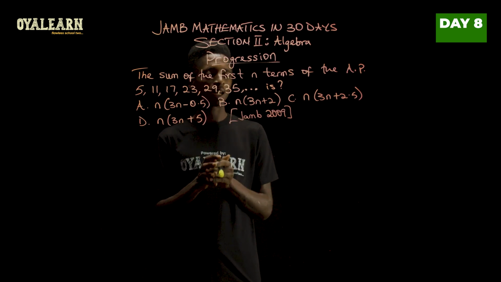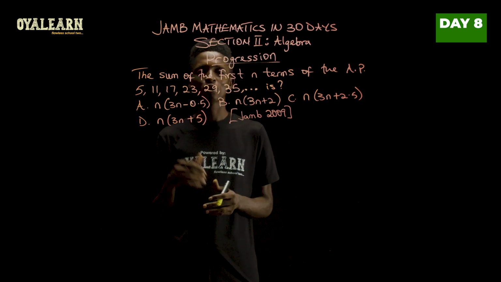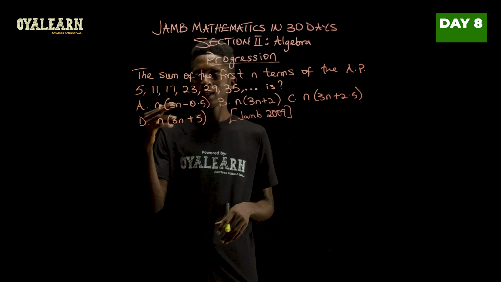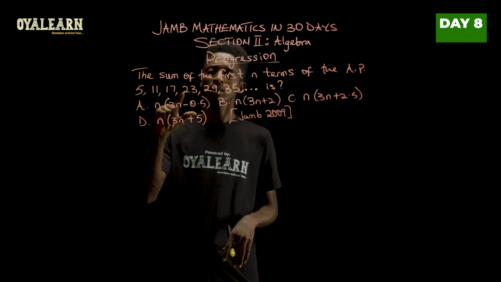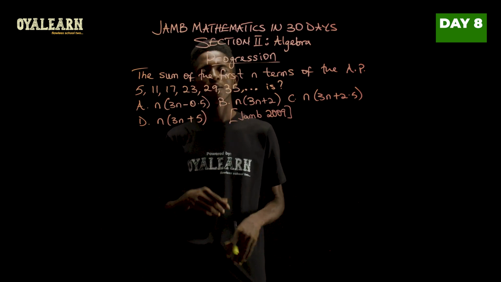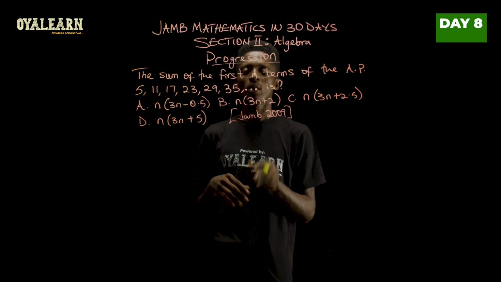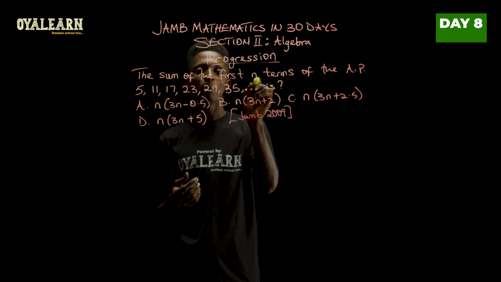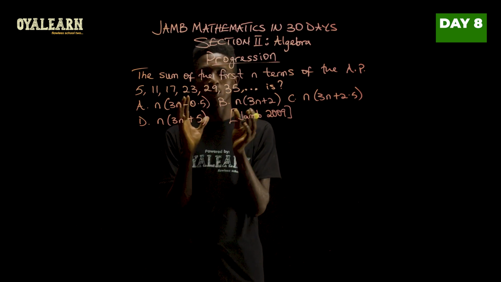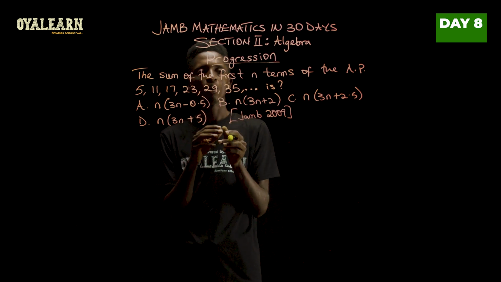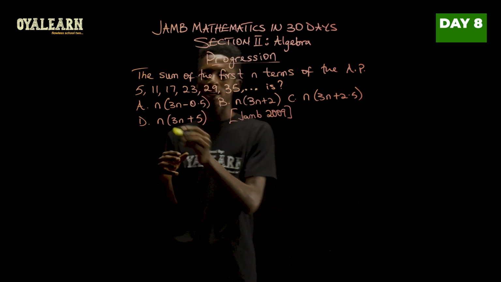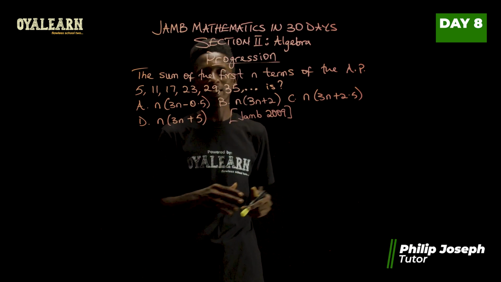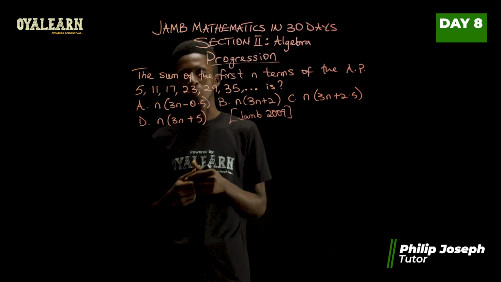Now, this question from Jamb 2009 says, the sum of the first n terms of the AP 5, 11, 17, 23, 29, 35, and so on is... So we have to find the sum of the first n terms. Now take note, we don't know the number of terms involved. So it's the sum of n terms. That's why you see that in the options we only have expressions.